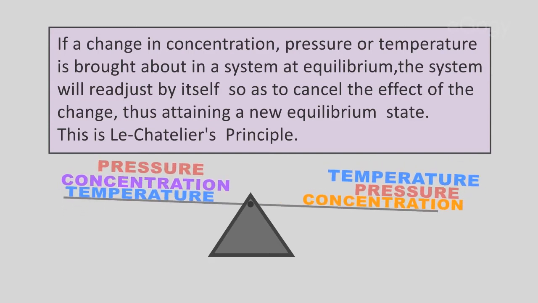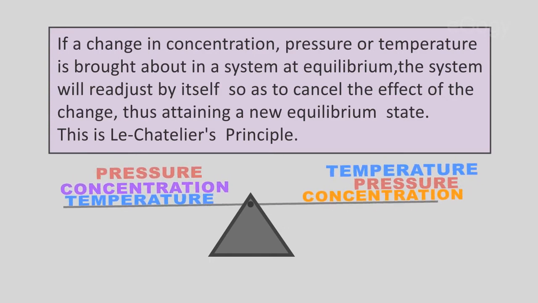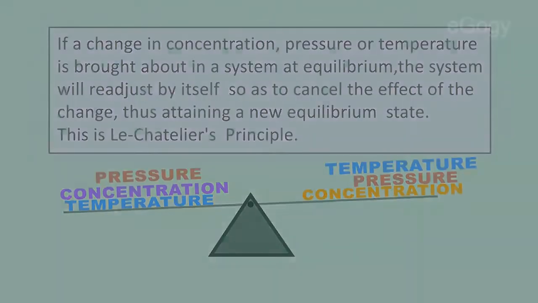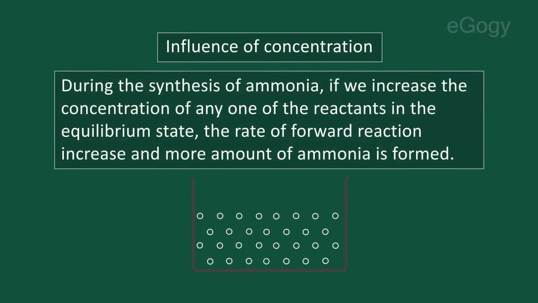Let us see how Le Chatelier's principle is applied to the commercial production of ammonia. Influence of concentration. During the synthesis of ammonia, if we increase the concentration of any one of the reactants in the equilibrium state, the rate of forward reaction increases and more ammonia is formed.